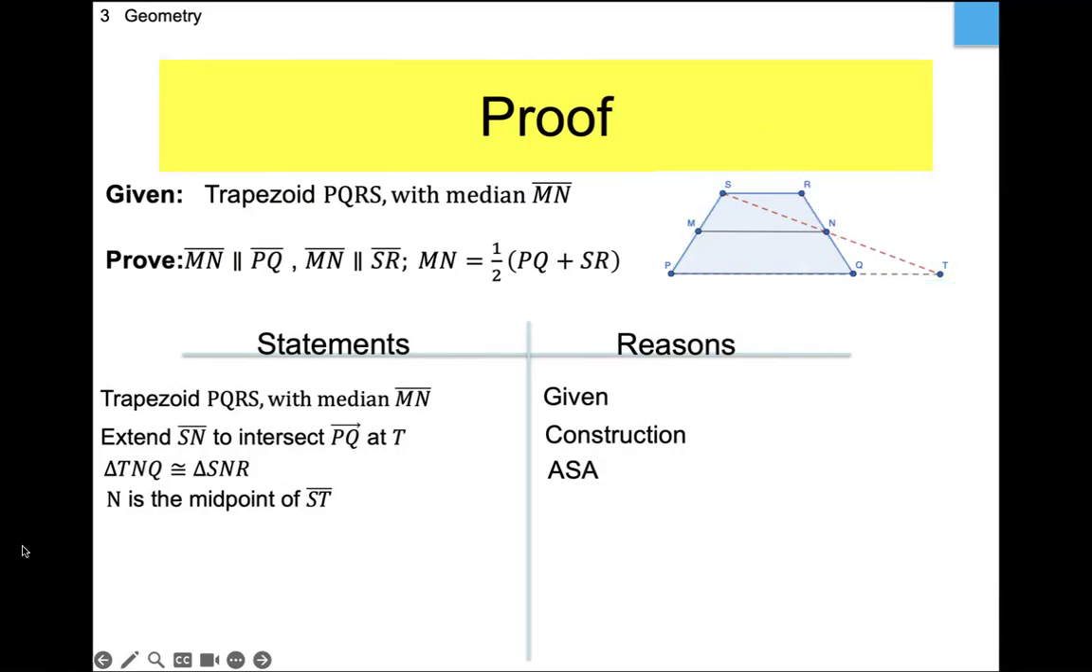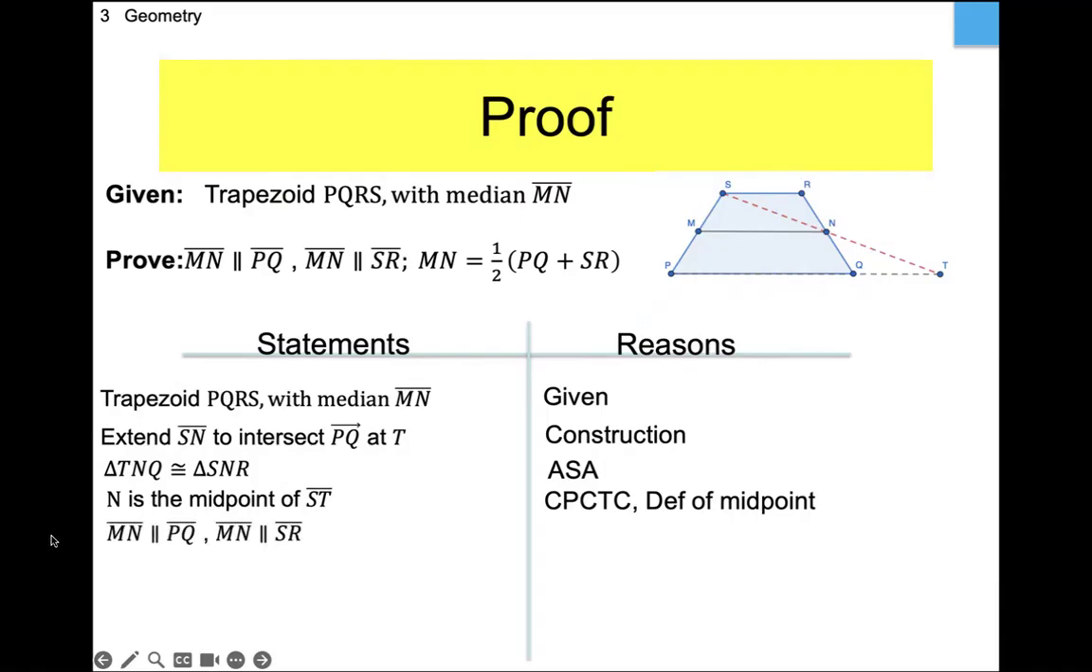So we have that those two triangles are congruent. Therefore, by CPCTC, N is the midpoint of ST. I'll highlight it right here. I'm talking about this part and this part, right? So they are congruent by CPCTC.